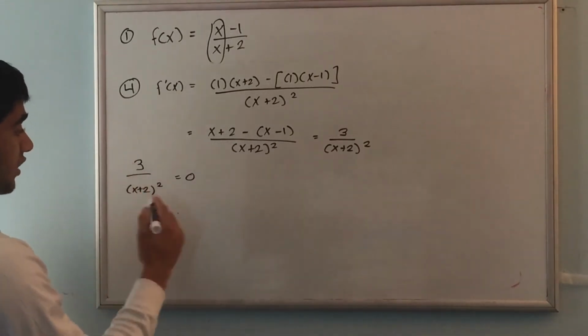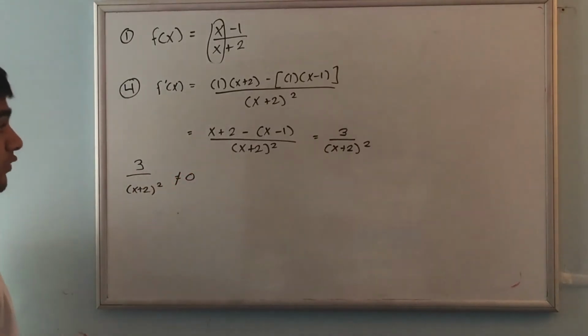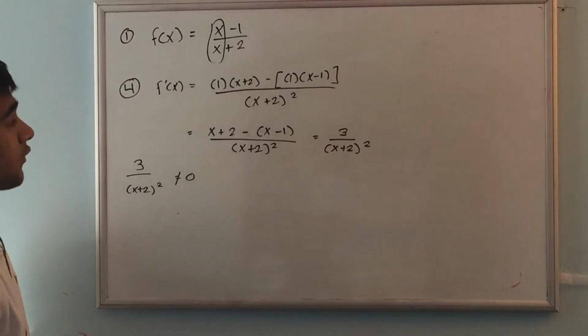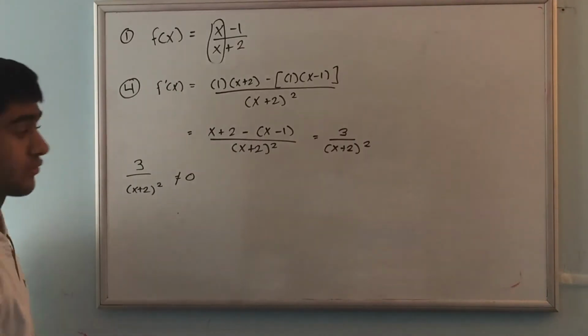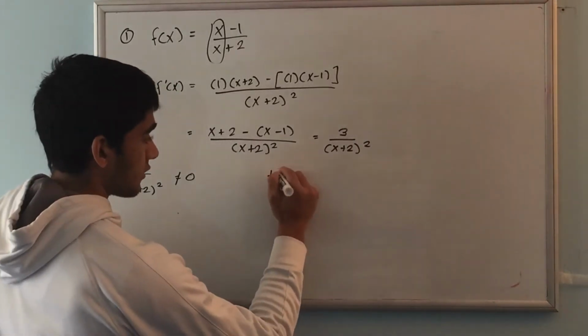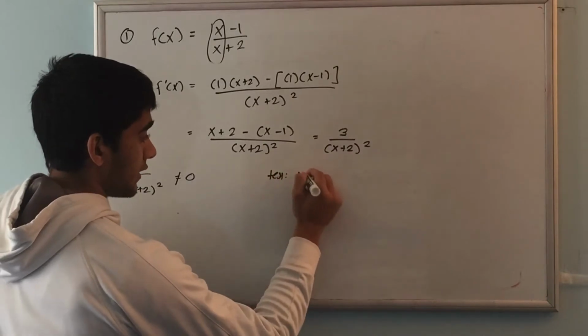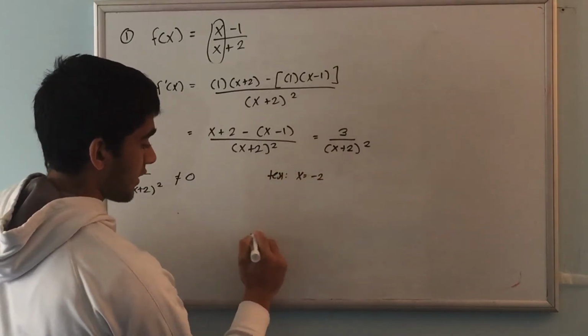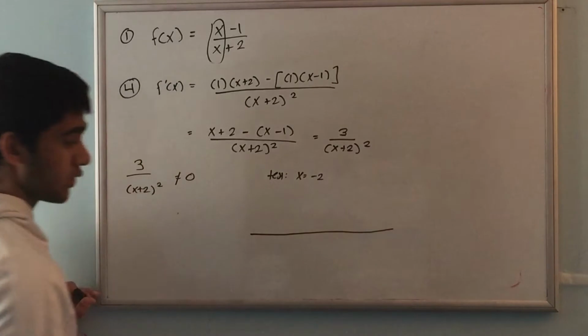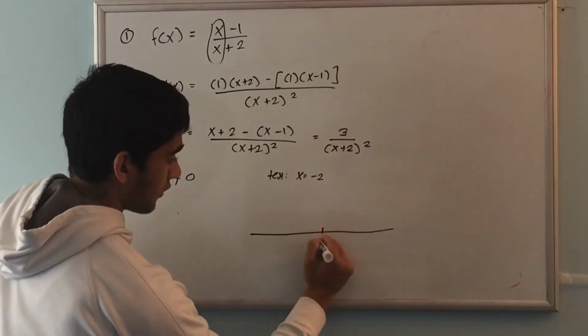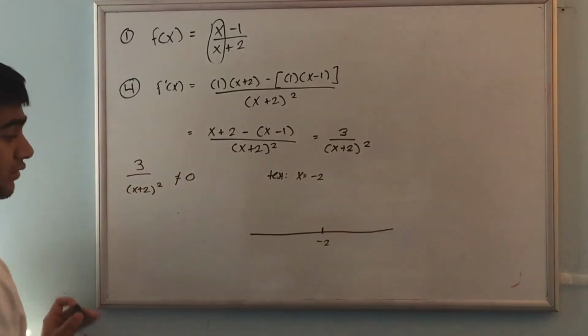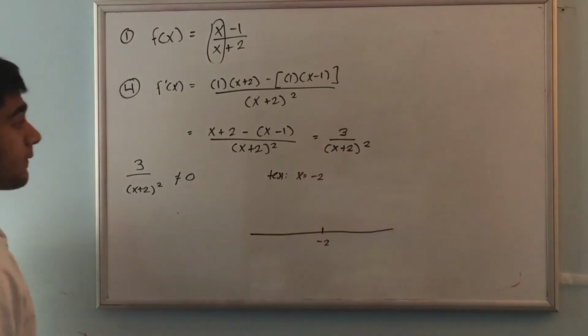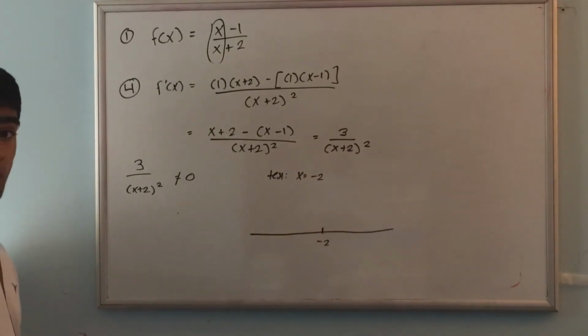So in this case, this fraction cannot equal 0. However, we still have to test the points at which the function is undefined, and the function is undefined at x equals negative 2. So we still have to test x equals negative 2. So in this case, if we draw a number line and put negative 2 on here, we have to test the point left of it and right of it in this function to determine the sign of what we get.